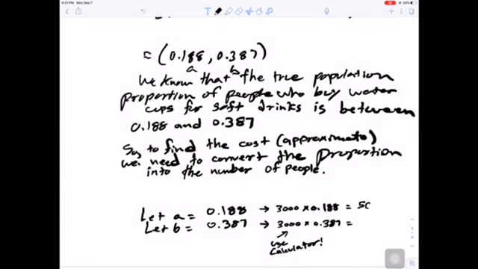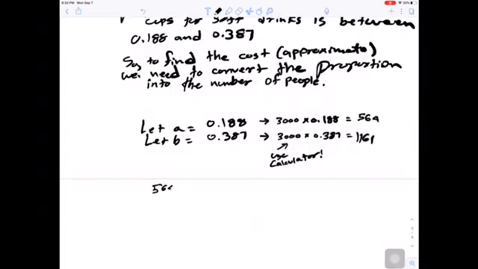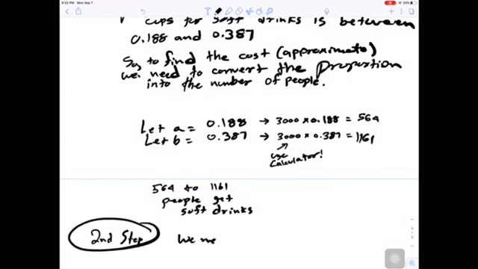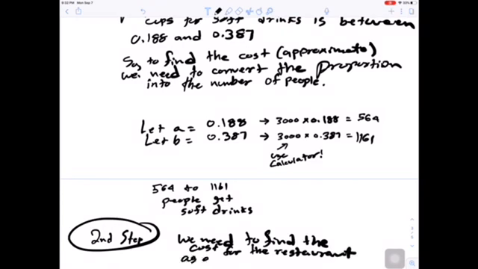So the values we get are 564 for A and 1,161 people for B. And so we know that our range of people is between 564 and 1,161. And that's our range for people who get soft drinks. And so we can move on to our second step. The second step is that we need to find an approximate interval that will give us an estimate of the cost for the restaurant.